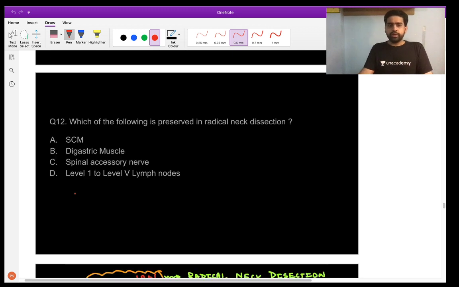Then which of the following is preserved in the radical neck dissection? What is the answer to this particular question? In the radical neck dissection, you preserve the digastric muscle. A very, very simple question. Now understand, I assume a couple of you watching this might have done this wrong, but since the day you started your preparation, you must have been hearing, neck dissection, very, very important topic. Many questions are asked on this. In fact, it is a very important topic.